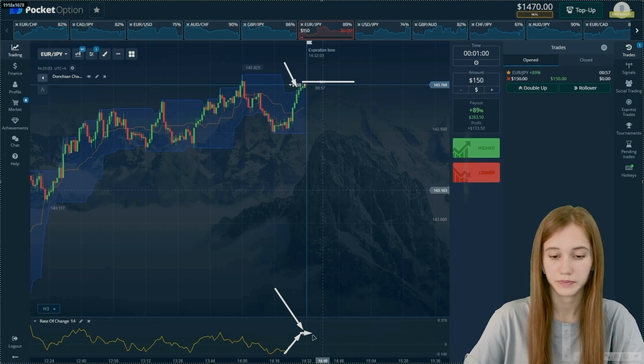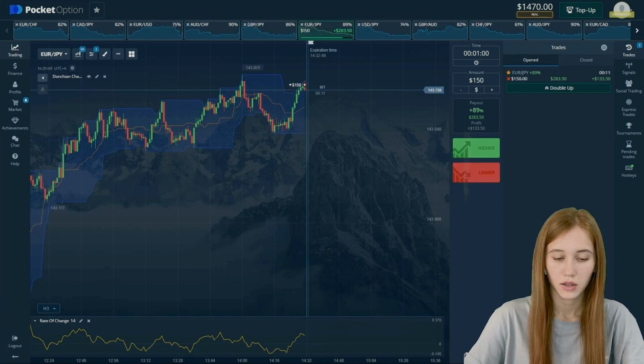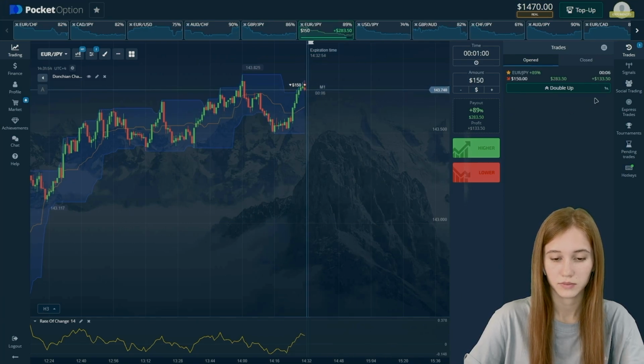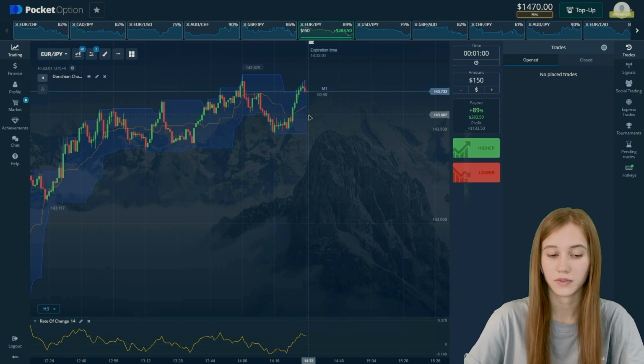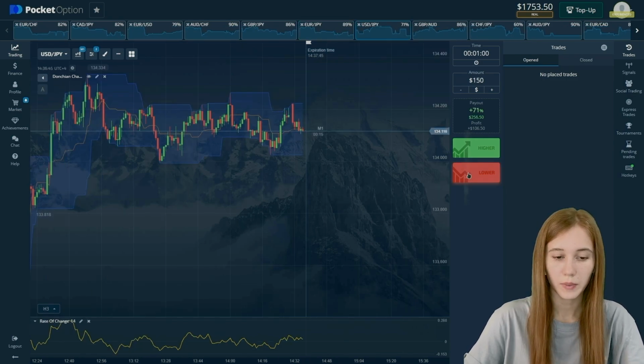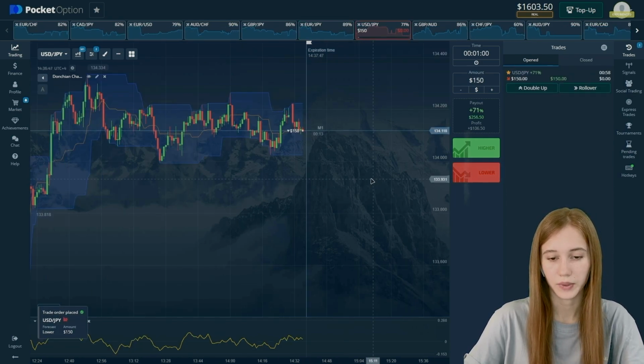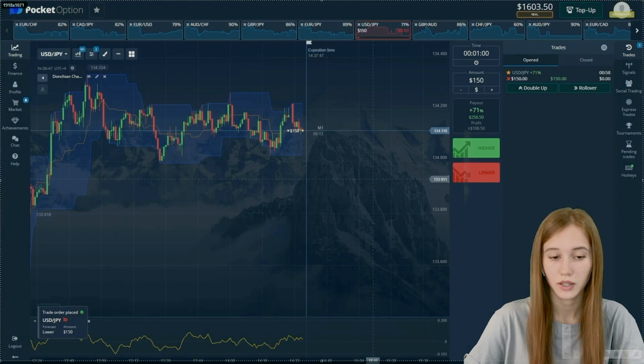Let's see. Less than 10 seconds left. Plus deal profit is $133. Good. So now we have moved to the next concept where we open down.